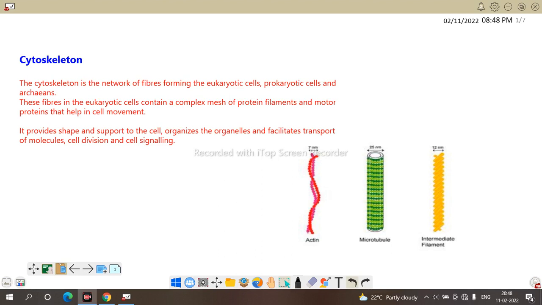Here in the display image: actin, microtubule, intermediate filament. These are the different structures of the cytoskeleton, which we are going to discuss in our next slides. So the cytoskeleton provides shape and support to the cell, organizes the cell organelles and facilitates transport of molecules, cell division and cell signaling.